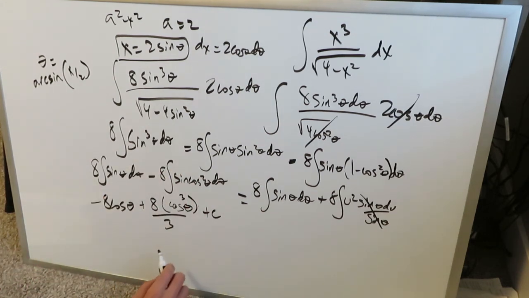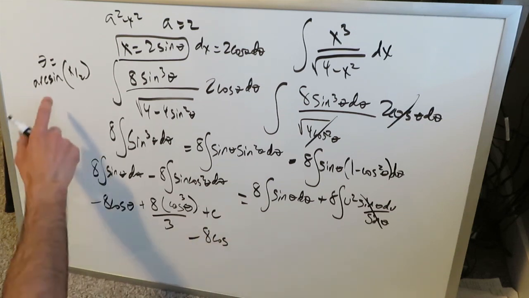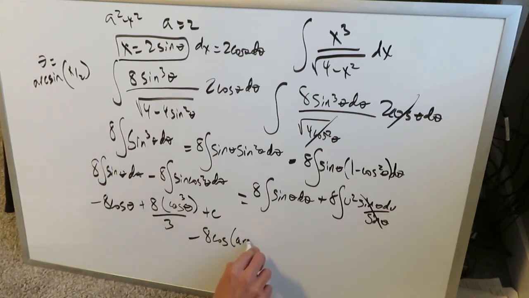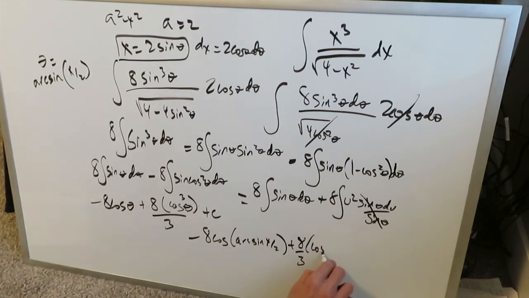And you'll be done. Your final answer will be this: minus 8 cosine arc sine x over 2, plus 8 over 3 cosine arc sine x over 2, all cubed, plus c. That'll be your final answer.